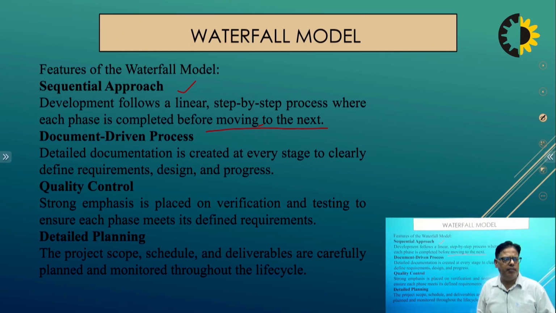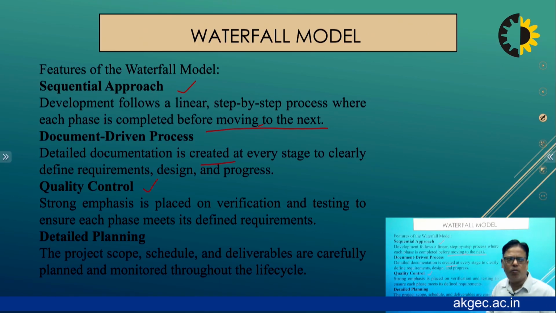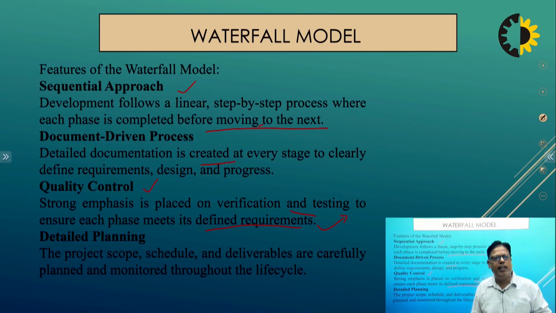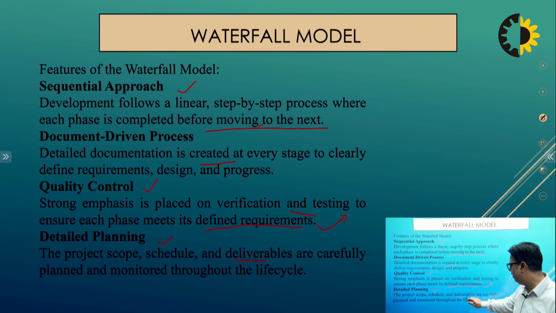Document-driven process, the second feature of the waterfall model. Detailed documentation is created at every stage and every phase to clearly define the requirements, design and process of the software development life cycle. Third one is quality control. Strong emphasis is placed on verification and testing to ensure each phase meets the defined requirements that are already decided by the customers in the SRS documentation, the software requirement specification. Fourth feature is detailed planning. The project scope, schedule and deliverables are carefully planned and monitored throughout the life cycle.